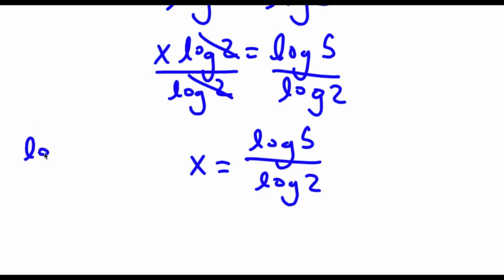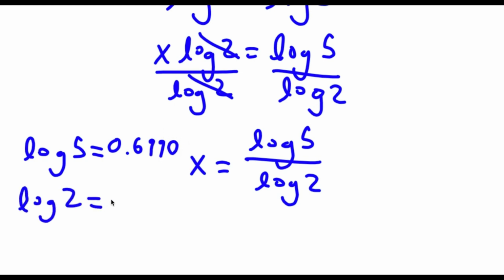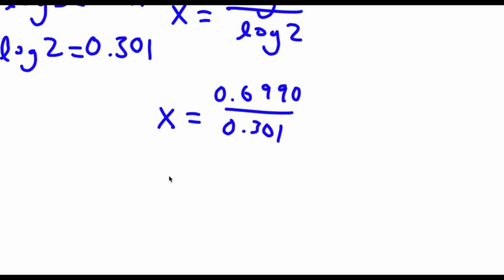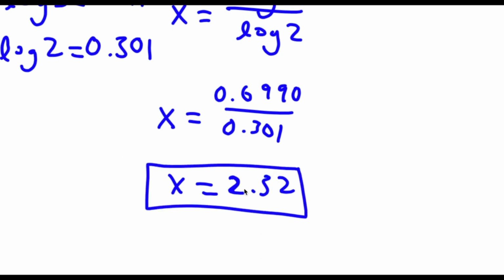Now, the value of log 5, this is equal to 0.6990. And the value of log 2, this is equal to 0.301. So now I have x is equal to 0.6990 over 0.301. And if I divide these two, I get x is equal to 2.32. So this is my answer.